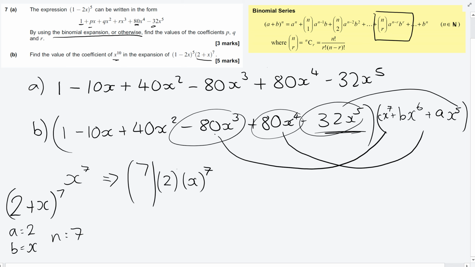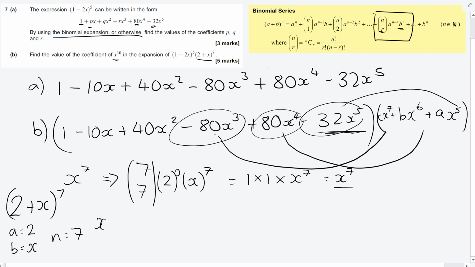Now we know that the power on the 2 and the power on the x have to add up to the value of n, so this is going to have to be 0. And looking at this, the power on b, the r, is the same as the r there, so it's 7 choose 7, 2 to the power of 0, x to the 7. Okay, now 7 choose 7 comes to 1, anything to the power of 0 comes to 1, x to the 7. So quite straightforward, the x to the 7 term is just, the coefficient is just 1.